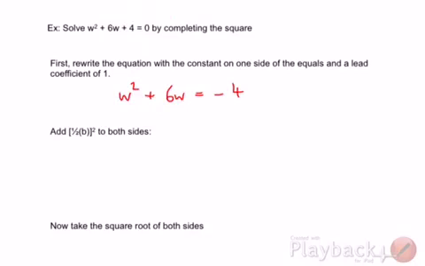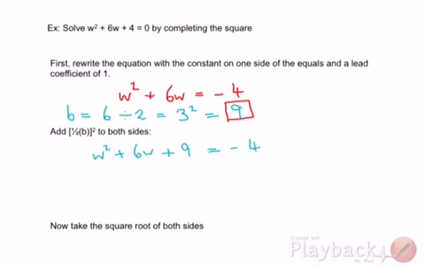Then I have to add half of b all to be squared to both sides. So if I look at my b, it is equal to 6, and 6 divided by 2 is equal to 3, and that squared is going to give me 9. So this 9 is what I need to add to both sides. So underneath that I'm going to do w squared plus 6w plus 9 is equal to negative 4 plus 9. So right now I have added my 9 to both sides.